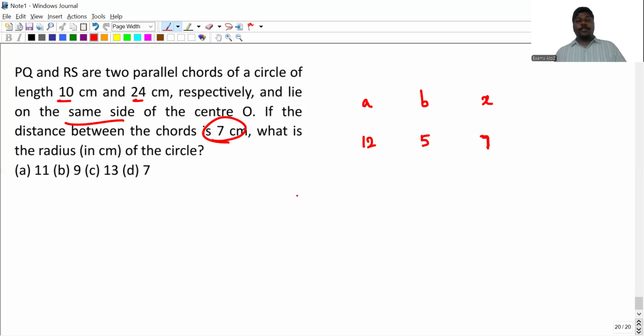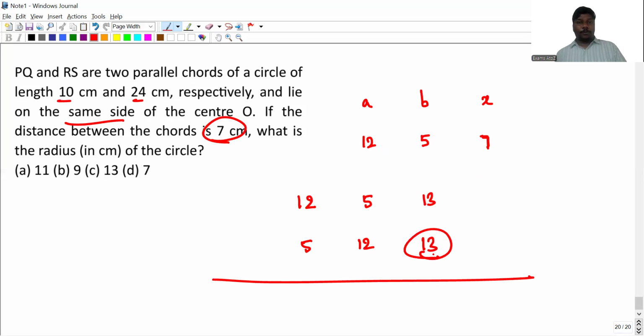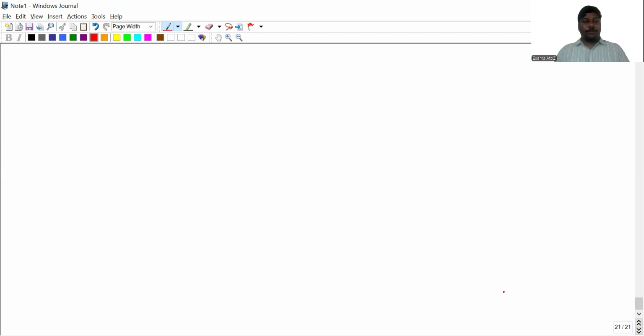ఓకే, what are the triplets that you are expecting? You are expecting ఒకటి 12, 5, 13 అయితే ఇంకో ట్రయాంగిల్ ఎలా ఉంటుంది? 5, 12, 13 అవుతుంది. So what is the radius? రేడియస్ అనేది 13 అవుతుంది. ఓకే, the two triangles that we are talking about, ఒకటి 12, 5, 13 అవుతాయి, ఇంకోటి 5, 12, 13 అవుతుంది.